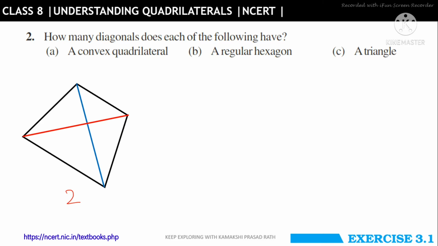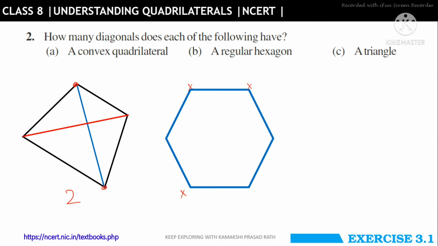Diagonals mean the line segment joining the opposite vertices which are non-adjacent. Remember, they should be non-adjacent. Now going with the regular hexagon. Hexagon means it should have 6 sides and it's a regular one, that means all the sides are equal. So if we join the opposite points, when we say opposite points, they should be non-adjacent. That means these two are adjacent points, leaving this one non-adjacent, like this point and this point. You can see here these 2 points are non-adjacent.